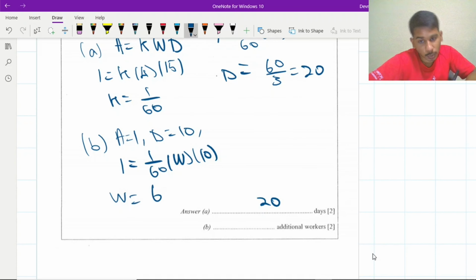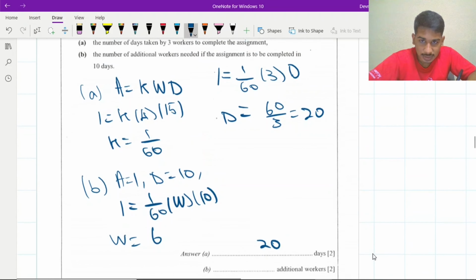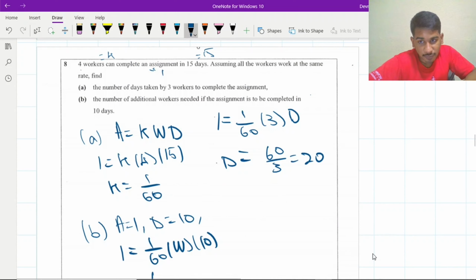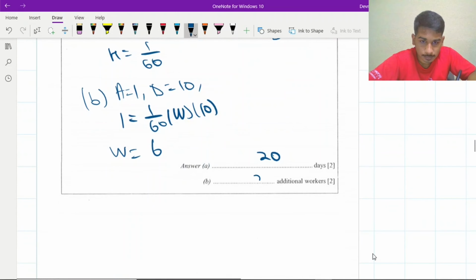So we need 6 workers. We have 1 over 6 and then we multiply by 6 to both sides. So 6 workers are needed. But we already have 4 workers. So I think that's what they mean by additional workers. 2 more workers.